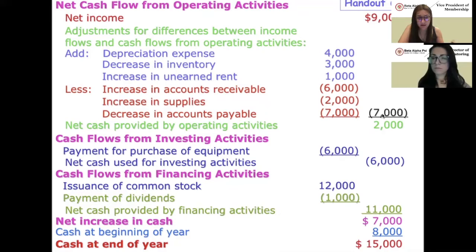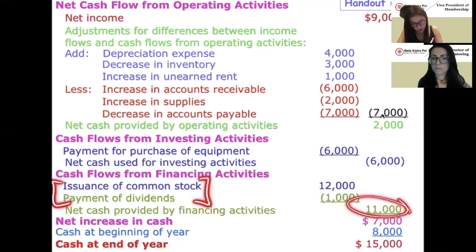Our common stock increased, and we paid out our dividends. So for our common stock, let me go back to that. That is a debit to cash and a credit to common stock. So we got cash, and so that wasn't recorded on an accrual basis. But we got cash for it, so we need to increase that cash. Now our payment of dividends, we paid out our dividends, which is a debit to dividends payable and a credit to cash. We paid cash for it. That wasn't recorded on an accrual basis, but it is reported on a cash basis. We have to take out that 1,000. So for the two financing activities, we have a net increase of 11,000.